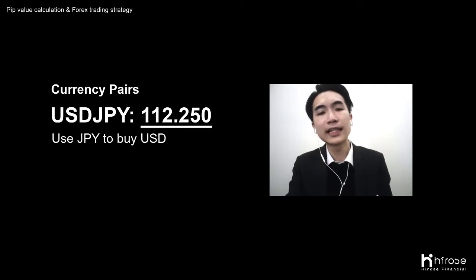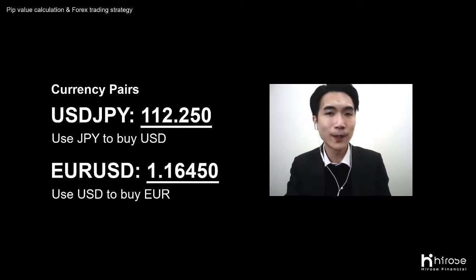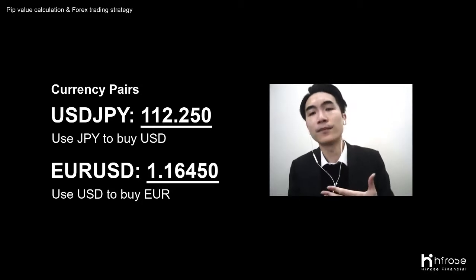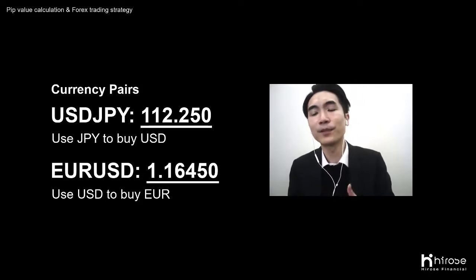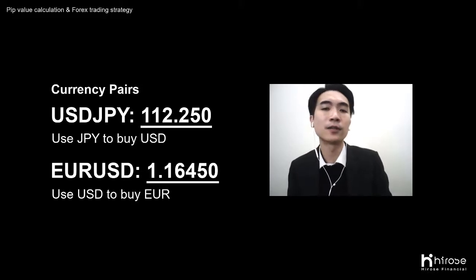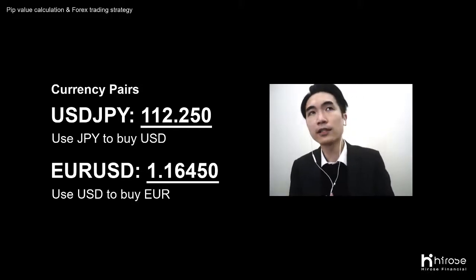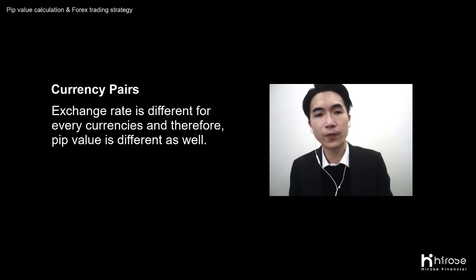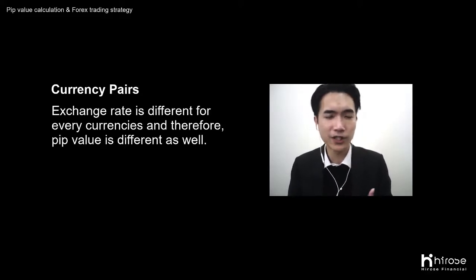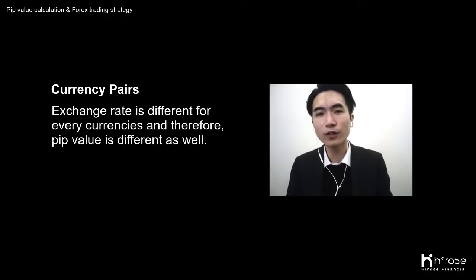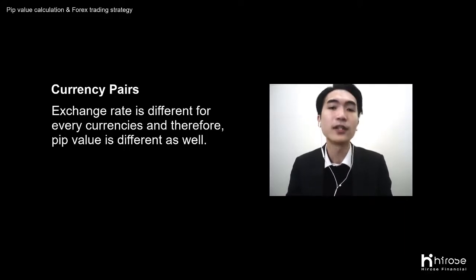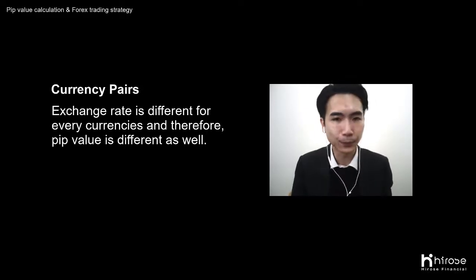It's the same when it comes to euro and US dollar. Here, that means I'm using US dollar to buy euro. So that price indicates the US dollar that I need in order to buy €1. Because the exchange rate for each currency is different, the pip value for each currency pair is different as well. It's pretty simple and straightforward: because the currency is different, the pip value is different as well.